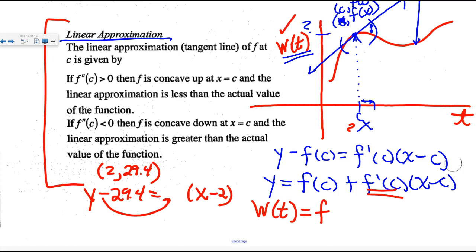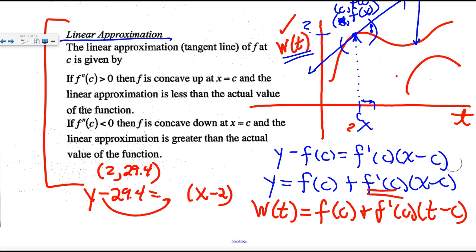It would be f of c plus f prime of c times, and this would be time. Again, my model's accuracy is determined by concavity. You can see that concave up, I lie above the curve, so this value right here would be an overestimate. Whereas if I was on a concave down portion of the graph, say over here, my estimates would be under, because my tangent line lives below the curve.